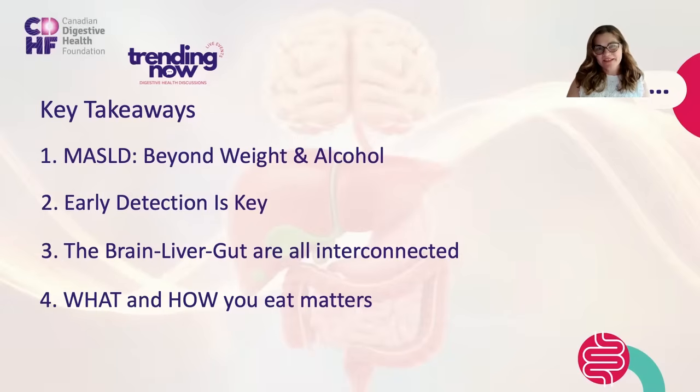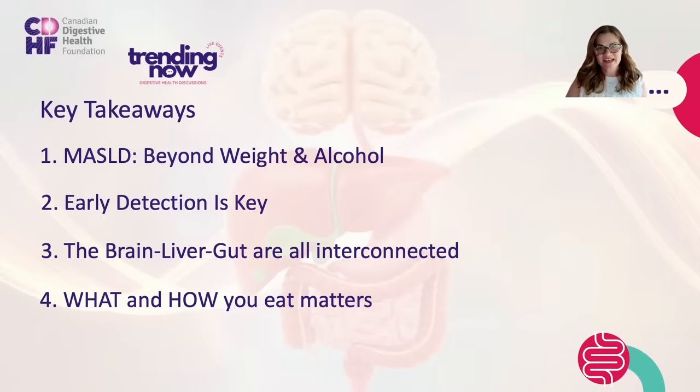As we wrap up, I want to leave you with 4 key takeaways from today's session. 1, MASLD and fatty liver go beyond weight and alcohol. So as you heard me say, it's complex. It's a chronic condition rooted in a metabolic dysfunction, not just your body size or excess alcohol intake. It affects people across the weight spectrum, and it's shaped by factors like genetics, lifestyle, muscle mass, and gut health. 2, early detection is key. MASLD can silently progress to more serious conditions like liver fibrosis or cirrhosis. And the earlier it's identified, the more you can do to reverse or manage it.